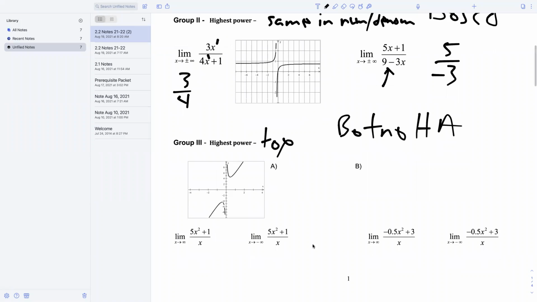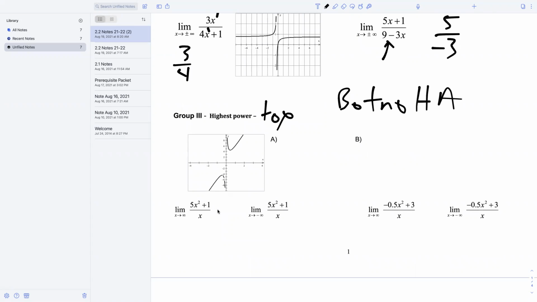All right, I have 5x squared plus 1 over x, and this is going to positive infinity. If you look at the graph of the function, this function is going way, way out to positive infinity. Here's the first thing that I want to say. If it's bigger on the top, then it's either going to positive infinity or negative infinity. Those are the only two options.